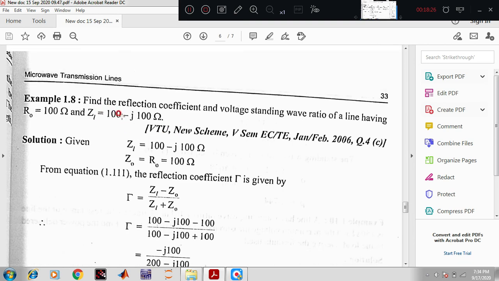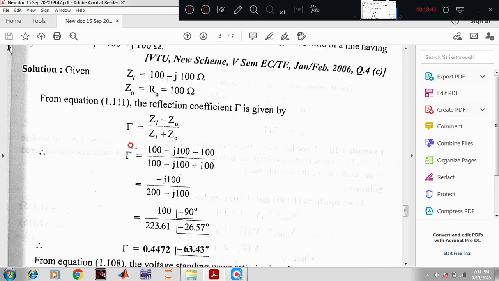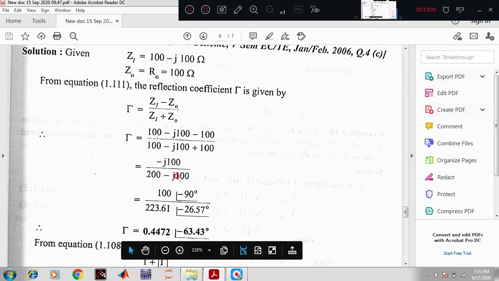The problem statement goes like this: find the reflection coefficient and voltage standing wave ratio of the line having Z0 equal to 100 ohm, ZL equal to 100 minus j100 ohm, right? So ZL and Z0 are given. Use the formula reflection coefficient equals ZL minus Z0 divided by ZL plus Z0. So write ZL minus Z0 over ZL plus Z0, the 100 minus 100 gets cancelled, so you will get minus j100, and after simplifying the denominator you will get 200 minus j100 ohm.